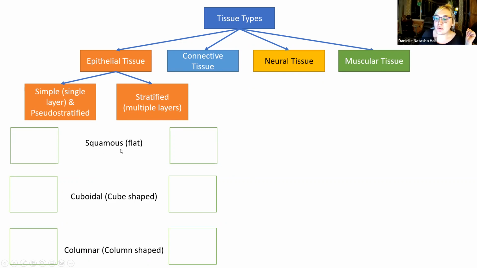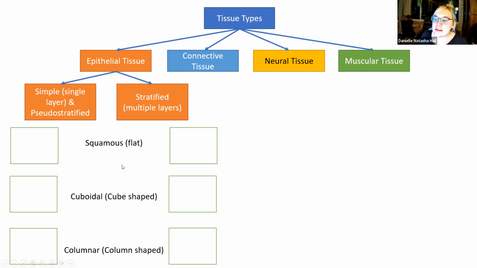The word squamous just means flat. So squamous cells are all flat cells, and squamous epithelial cells are flat epithelial tissue. Cuboidal cells have a square cube shape, you might have noticed that. And then columnar cells have these long skinny columns.